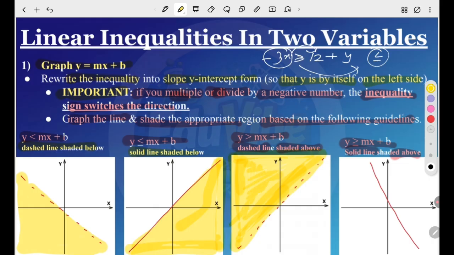So this can be shaded, and in this question we have to shade it. Now this is the below, and this is the above. So I have to move the line and see what is below and what is above.